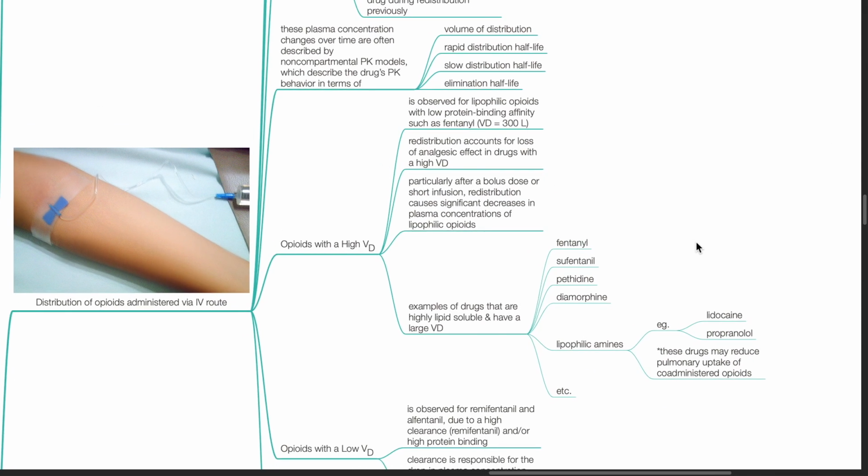A high volume of distribution is observed for lipophilic opioids with low protein binding affinity such as fentanyl. Redistribution accounts for loss of analgesic effects in drugs with a high volume of distribution. Particularly after a bolus dose or short infusion, redistribution causes significant decreases in plasma concentrations of lipophilic opioids. Examples of drugs that have a high lipid solubility and a large VD include fentanyl, sufentanil, pethidine, diamorphine, and lipophilic amines such as lidocaine and propranolol. These drugs may reduce pulmonary uptake of co-administered opioids.